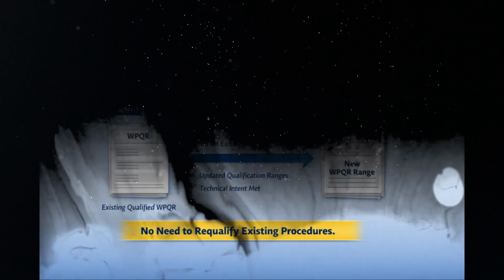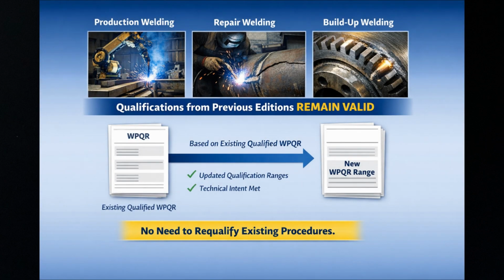The standard covers production welding, the welding you do to make a product. It also covers repair welding, when you need to restore or fix a damaged weld or component. And it covers build-up welding, where weld metal is added to restore dimensions on a worn or machined part.